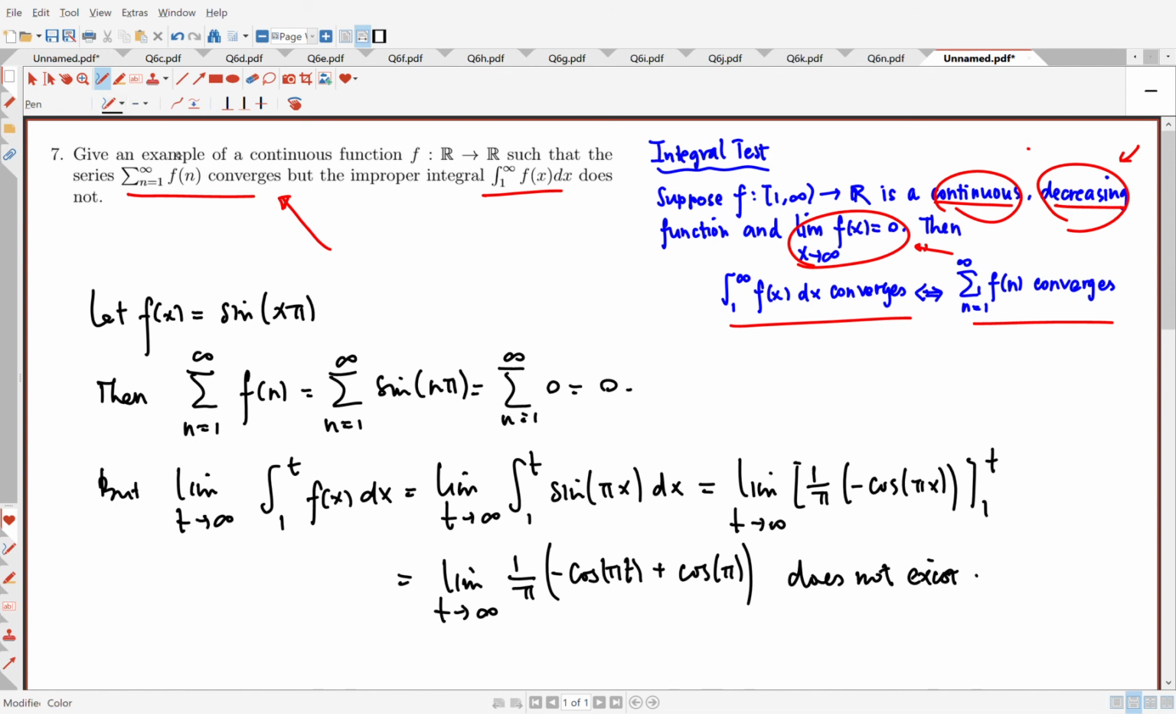So yes, indeed, this is one of the examples. Okay, so we can use this as the example. Done.